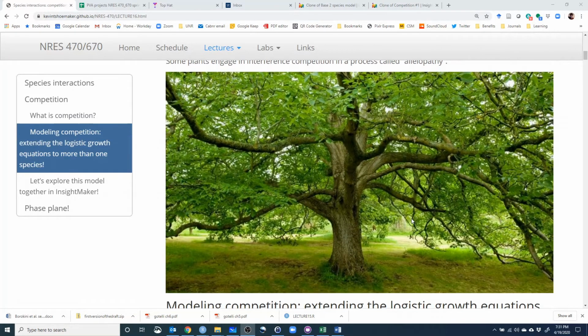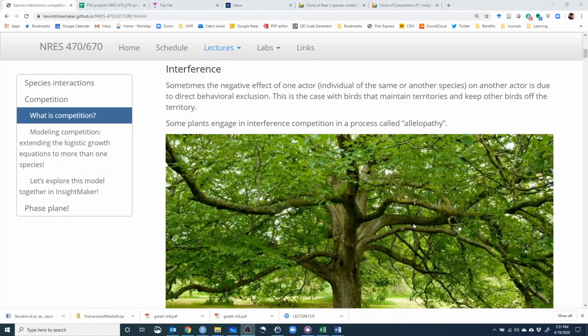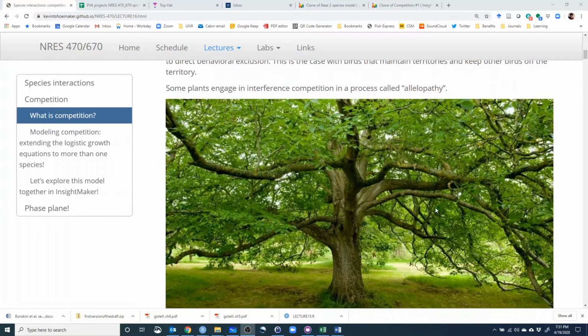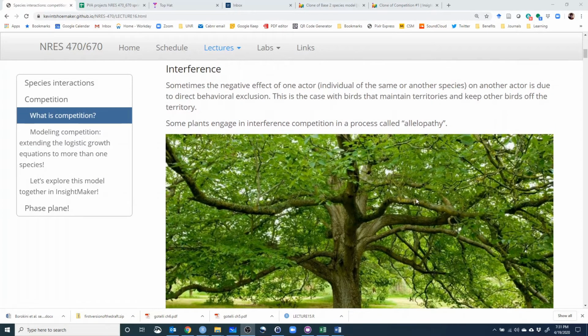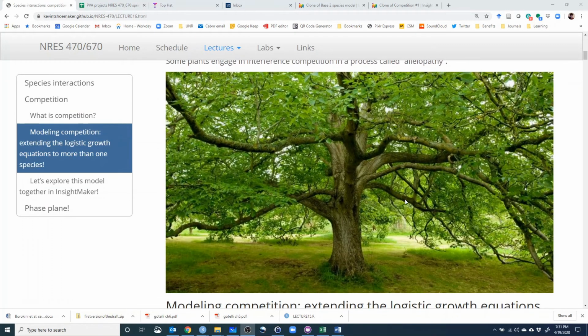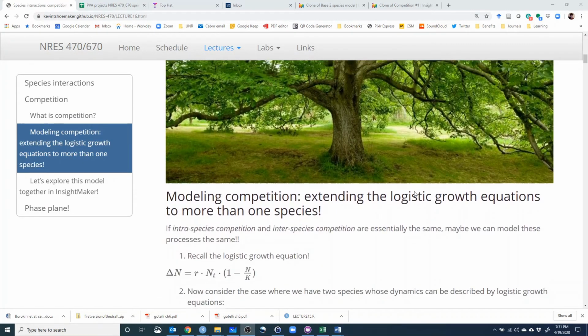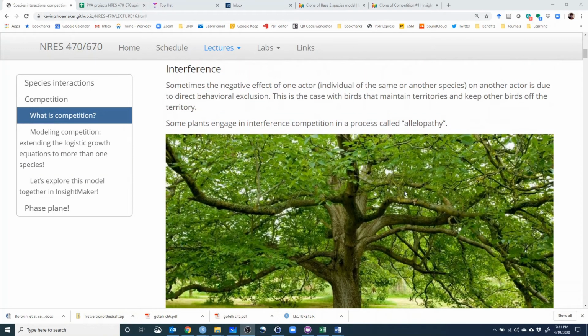Here is a black walnut tree, which is famous for its allelopathy, which means that it excludes, using chemical mechanisms, the growth of other plants nearby. So it basically takes over the resources, using, in a sense, a behavioral mechanism to interfere with the growth or vital rates of other species around it. So that's allelopathy, so interference competition can happen both in plants and animals. All right, so that's, in a broad way, the mechanisms behind competition within or among species.